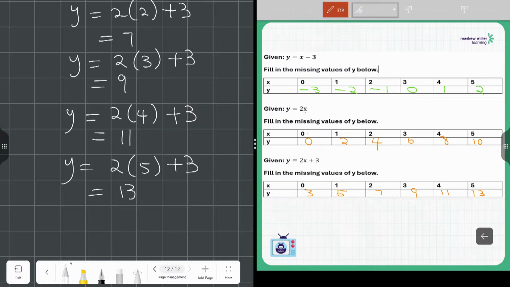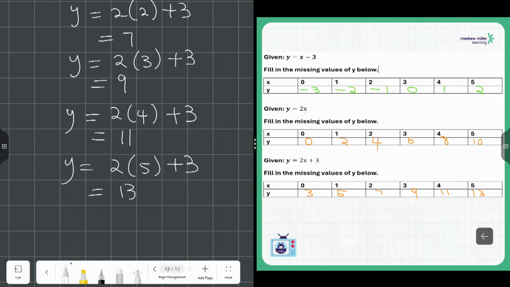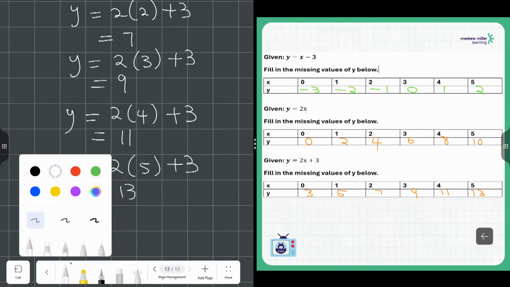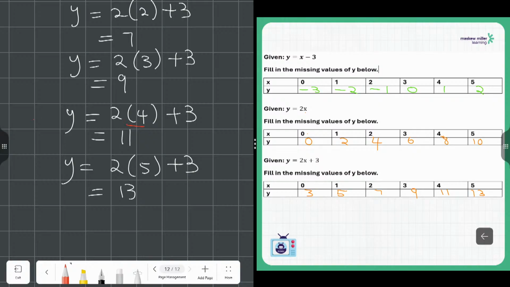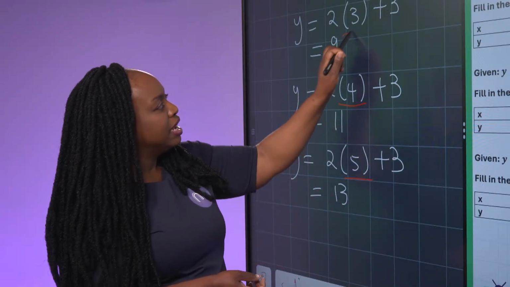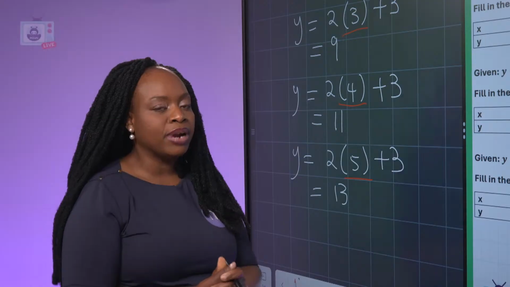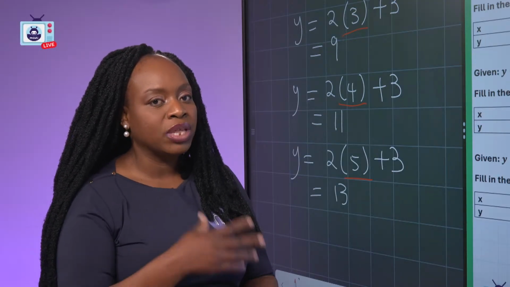Easy, right? So not really difficult. You just have to listen to what you have to do and see what you have to do. The key here is that you keep your brackets, because if ever you are given a negative number and you did not put a bracket, you might mistake it with something else.